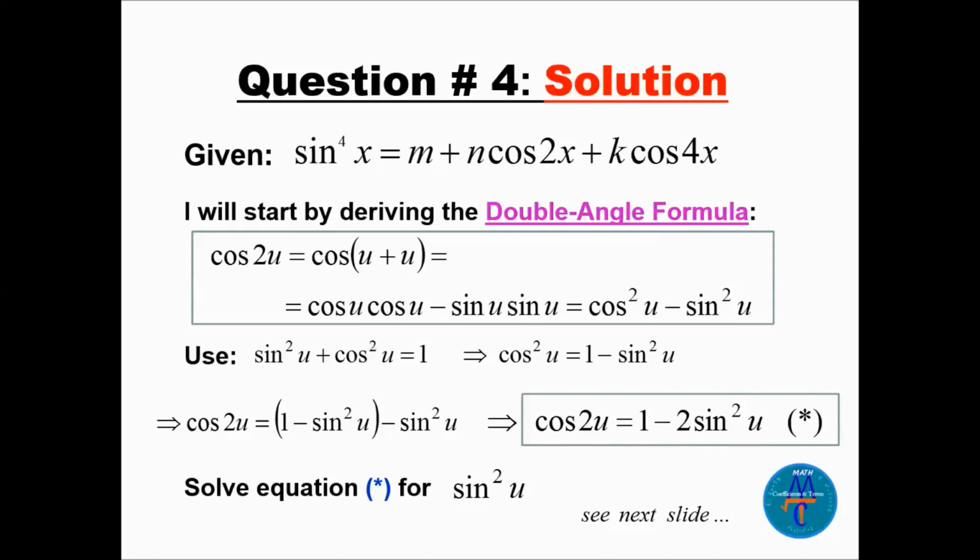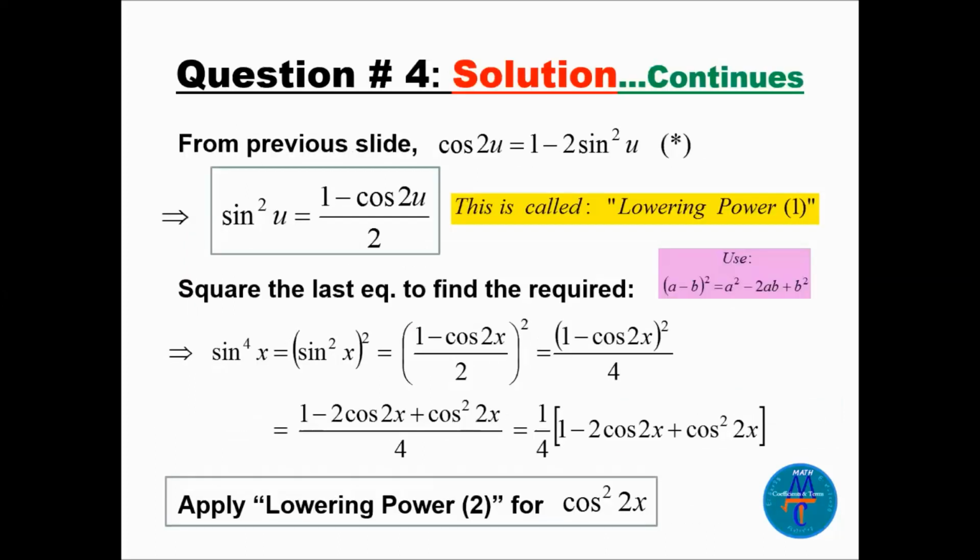Why do I need that one? Because you will square it again to get sine power 4. You see the trick now? From the double angle, you go to the double angle. Inside the double angle, we have sine squared. Solve for sine squared and then square it. You will get sine power 4. Let's see now.